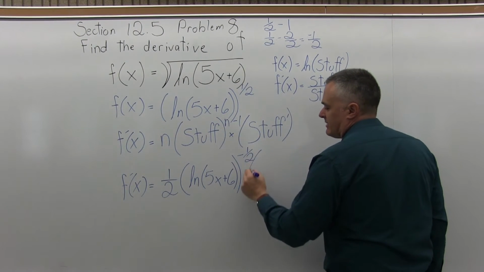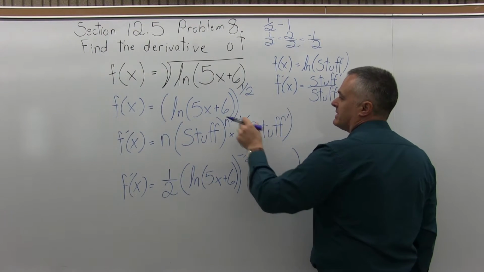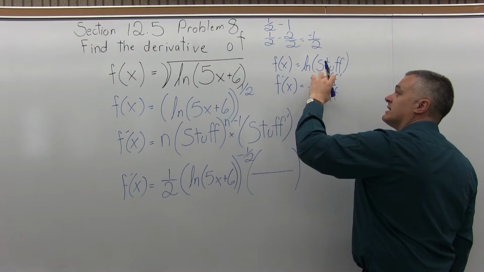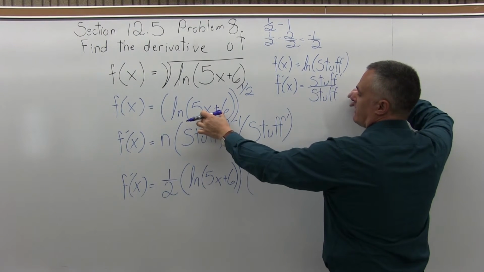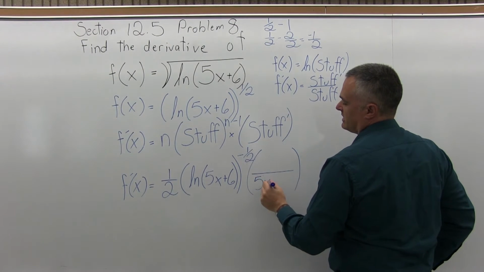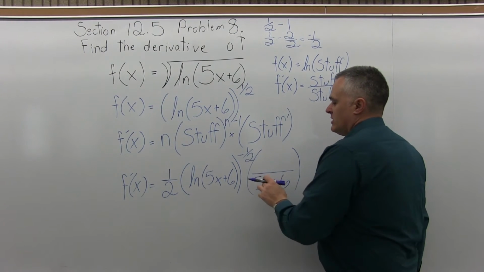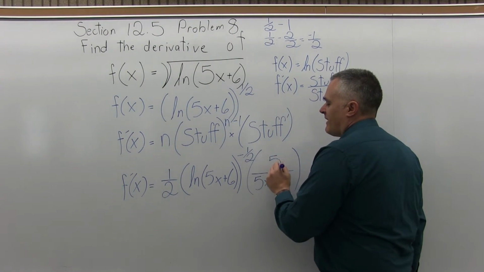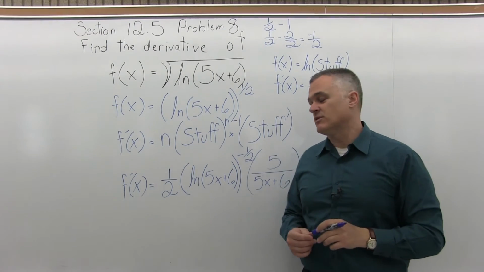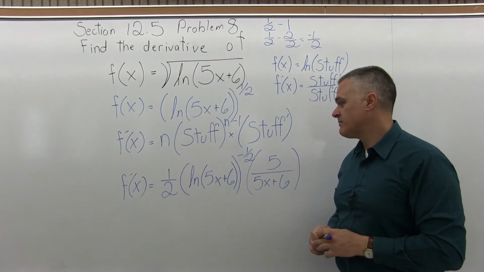Then I'm going to do times, start another set of parentheses, stuff prime. Well, my stuff was something with a natural log. So I'm going to do stuff prime over stuff for that, where the stuff for this part of it, for the end of the chain rule, is just 5x plus 6. So that's going to go in the denominator the way it is, 5x plus 6. The derivative of that will be in the numerator. So the 5x will make just a 5, because whenever you have an x to the first power, the derivative is whatever the number in front is. The 6, because it has no x with it, its derivative is 0.